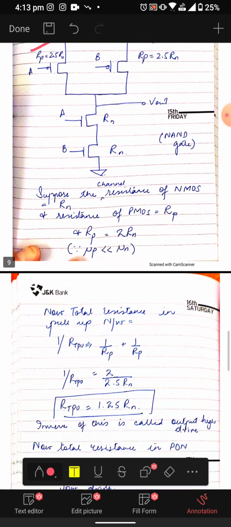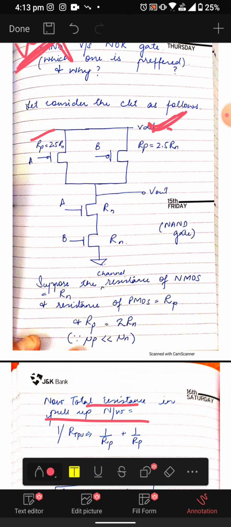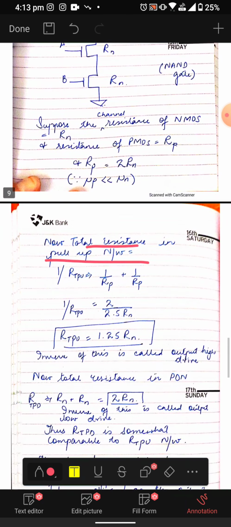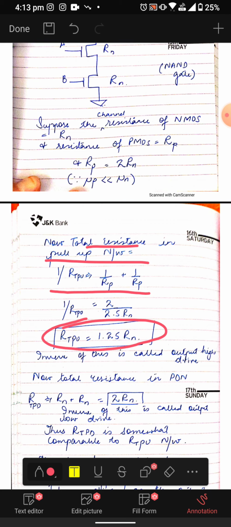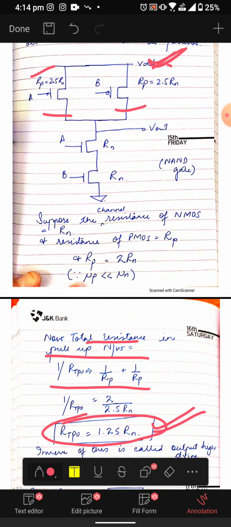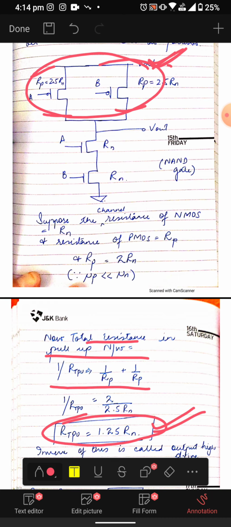What is the total resistance in the pull-up network? Pull-up network is the PMOS network. Here the PMOS transistors are connected in parallel, and you know that for parallel connection the resistance is given by the inverse of the individual resistances. So the total resistance for the pull-up network, the two PMOS transistors connected in parallel, is 1.25 times Rn. Simple calculation. This is for the pull-up network, and its total is 1.25 Rn.